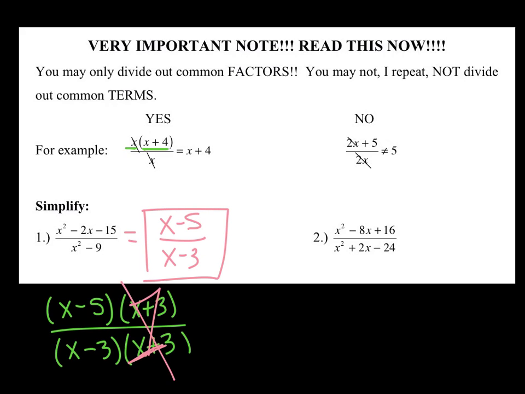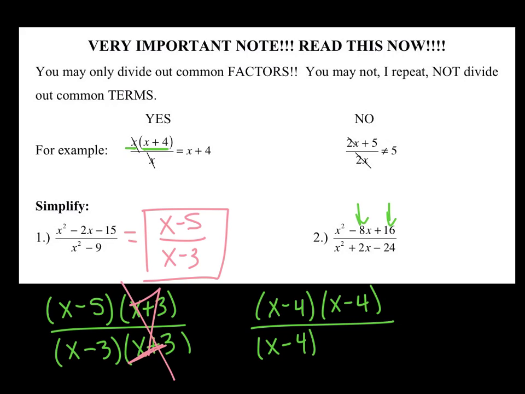Your second one, what multiplies to get you 16 adds to get you negative 8? Negative 4, negative 4. So if you weren't good at factoring before this, you'll need to get good at it, because that's all this lesson is. Oops, and I just rewrote x minus 4 twice. So on the bottom, what multiplies to get you negative 24 and adds to get you 2? 6 and 4. Plus 6, minus 4.